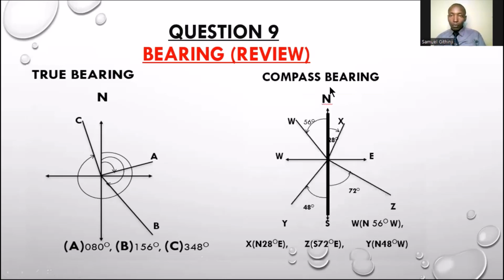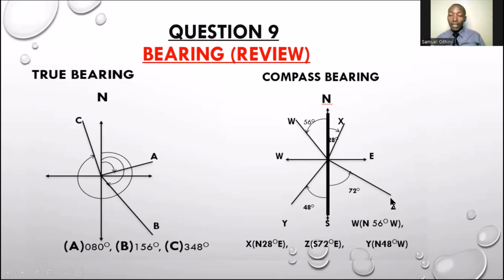Now, consider this one. This is a compass bearing. The compass bearing is given from the principal line north-south. You can see the principal line north-south. You consider, is the point to the east or is it to the west? Just that. Now let's take an example of point X here. That is 28 degrees towards east. You can see that point is between north and east. So how do you write that? It is north, 28 degrees on the eastern side. That is the compass bearing of point X.